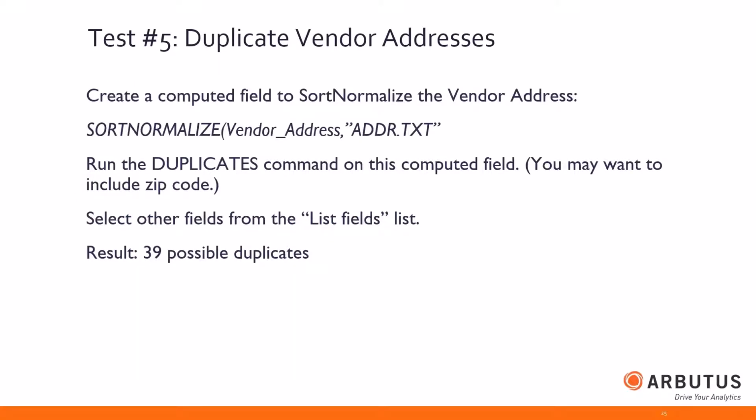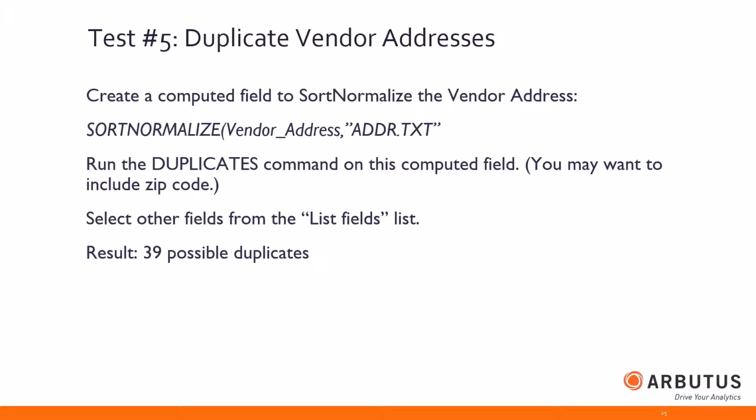Next, we'll look for duplicate vendor addresses. Here we'll sort normalize the vendor address, referencing our substitution file, and run the duplicates command on this computed field. If your data has a zip code in it, you may want to include the zip code because there are several Elm Streets in probably every major American town and city.